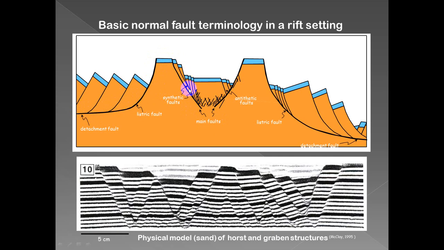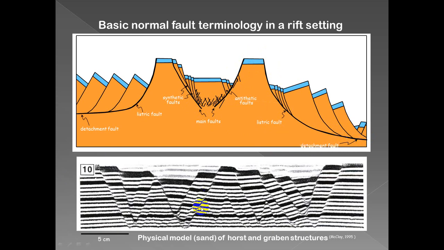Again, the main bounding fault is the main fault. Any small fault with the same dip as the main fault is synthetic. Any fault with the opposite dip to the main fault is antithetic. If the fault dips with the same angle, it is planar. If the fault dips as a curved fault, it is a listric fault. The lower part, with zero dip angle of the listric fault, is called the detachment fault.